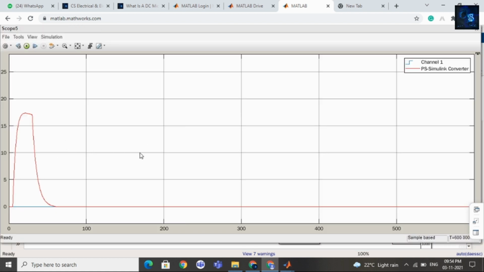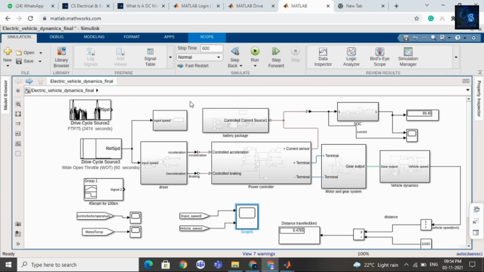Here you can see the input speed waveform. The acceleration will be for a few seconds, and after that there will be no acceleration. And here you can analyze the vehicle dynamics. Now I will connect source 3. For source 3 you can see the speed will be constant, 45 kilometers per hour for 100 kilometers. Let me connect source 3 as input.